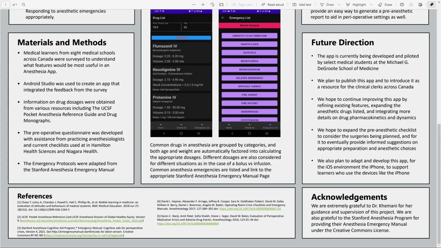So we have developed this app and have started distributing it in a private alpha among medical students here at the Michael G. DeGroote School of Medicine. We hope to keep refining this app based on their feedback as well as previously requested features, and to integrate all the features of this app more tightly with each other. As we progress, we also hope to release this app to the public both in an Android and an iOS framework. That concludes my presentation on this poster for today.